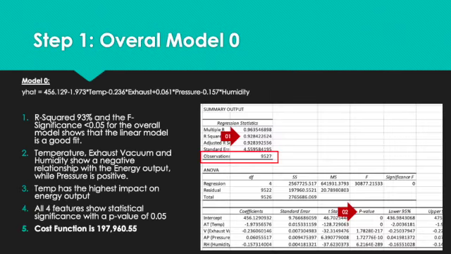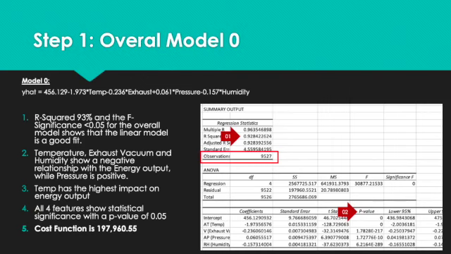The overall linear model 0 is of good fit, with a statistical significance proven by F significance below 0.05. Some features show a negative relationship to the target and others are positive. Temperature seems to have the highest impact on energy output. All the features are statistically significant, with p-values less than alpha of 0.05.